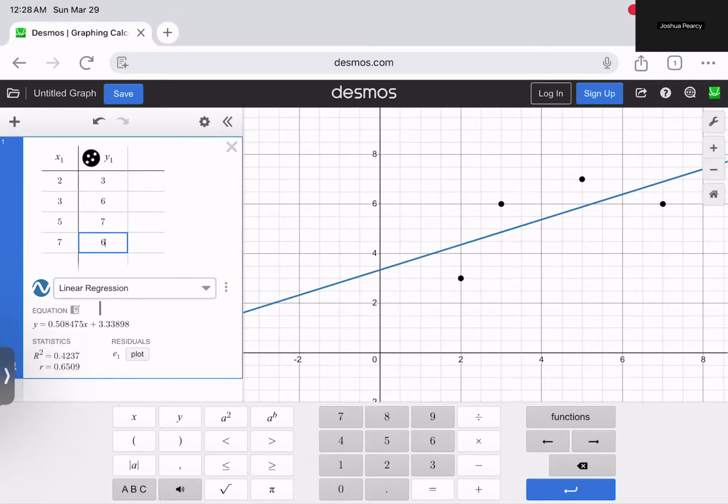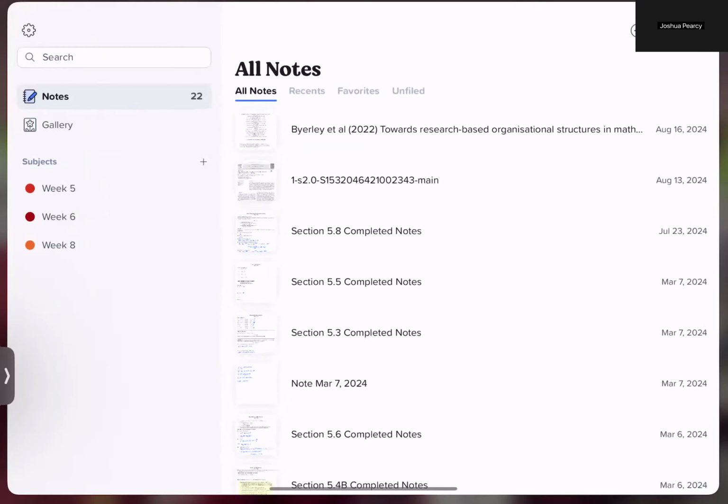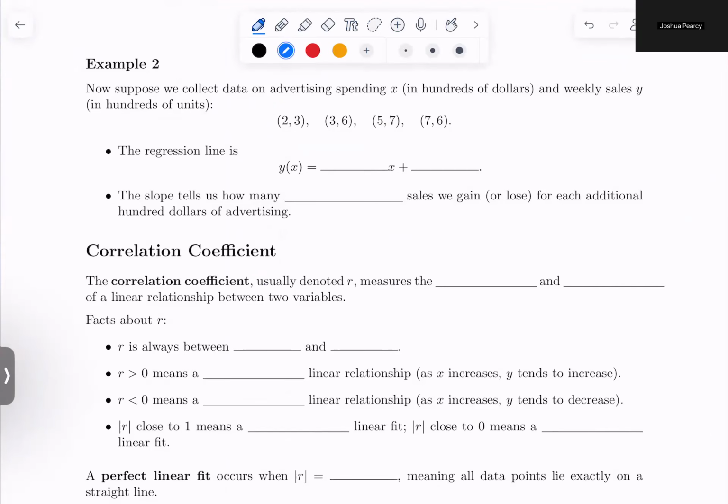So what do you notice? That as I changed those values, it updated this linear regression equation down here. So here I'm going to round these coefficients of the slope and the y-intercept to 3 decimal places. So going back to the notes, we're going to round each of those coefficients to 3 decimal places. The slope to 3 decimal places is going to be 0.508. The y-intercept is going to be 3.339.